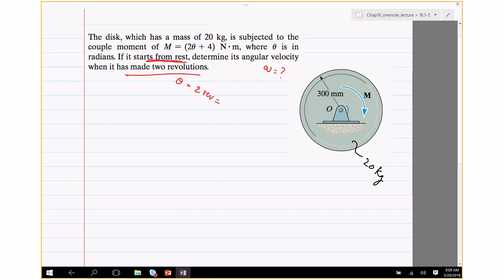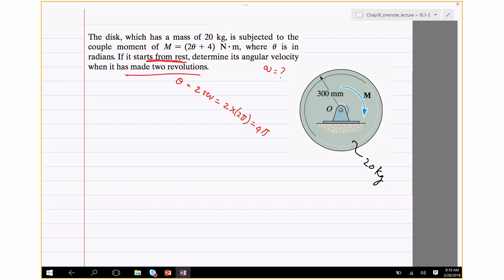One revolution is how many radians? 2 pi. So 4 pi radians. Okay, so for a problem like this, the question is, why would you choose to use work done energy methods over F equals ma? This problem can be solved using F equals ma. You have to draw the free body diagram, take the moment about O, which gives you angular acceleration alpha, and then you can integrate the angular acceleration to get the angular speed when theta is 4 pi. That's one way to do it.